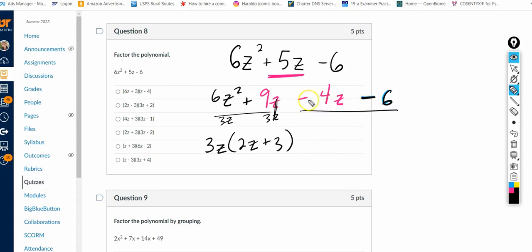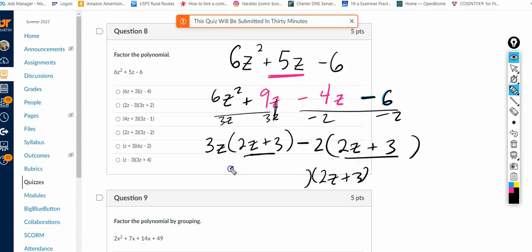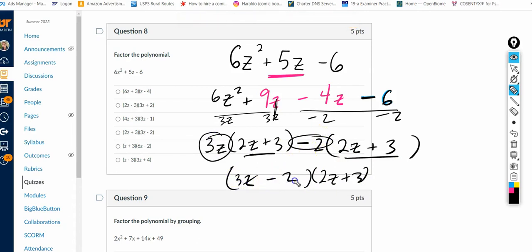Now, what about this pair? Well, 4 and 6 have a 2 in common. Since the leading term is negative, factor out a negative 2. And then what am I left with inside? Well, the negative signs cancel. 4 divided by 2 is 2, and I have a z left over. And then the negative signs cancel, and 6 divided by 2 is positive 3. So they have that in common. And then what's going to go in there? Well, 3z and then minus 2.